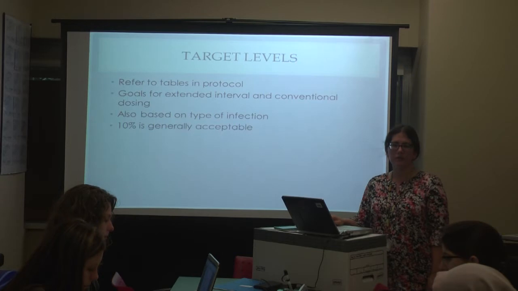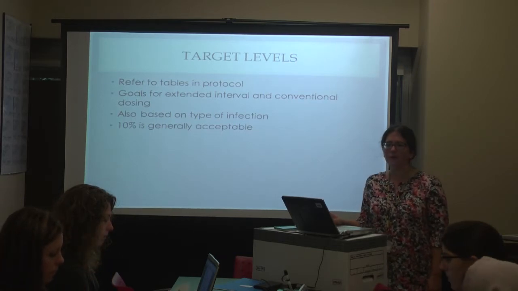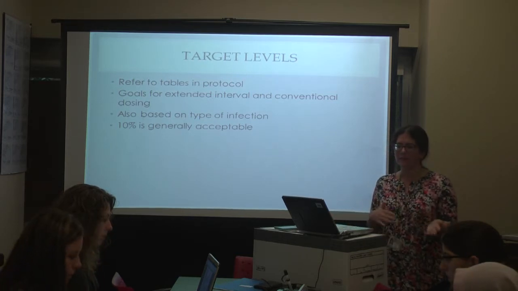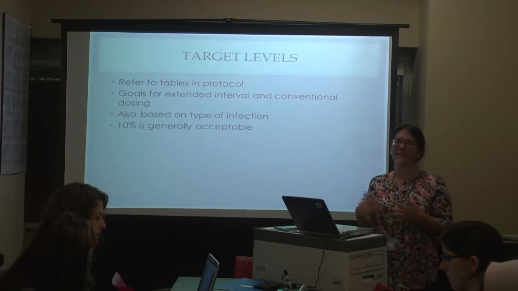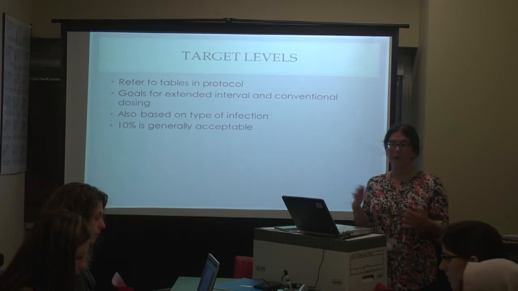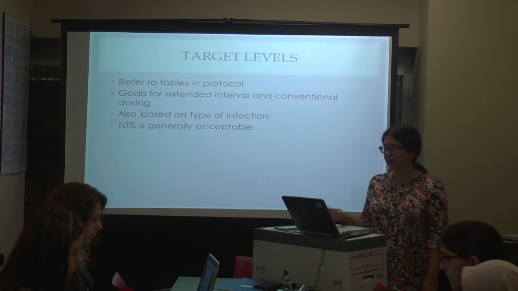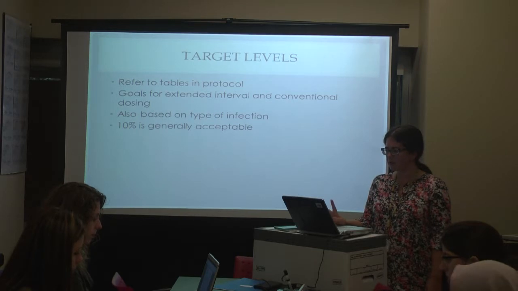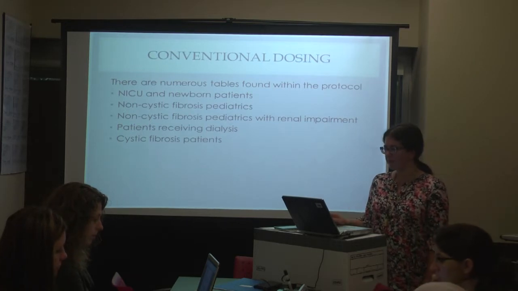The target levels, our Cmax and our Cmins that we're aiming for, are all found within tables in the protocol, and there are numerous of them. So making sure that you're using the right age, less than 30 days, greater than 30 days, cystic fibrosis versus non-cystic fibrosis, and then your kind of infection as well, are all going to help lead you to the recommended Cmax, peaks, and Cmins. It's also, 10% is generally acceptable as well. Conventional dosing, there are numerous tables, we talked about all of that.